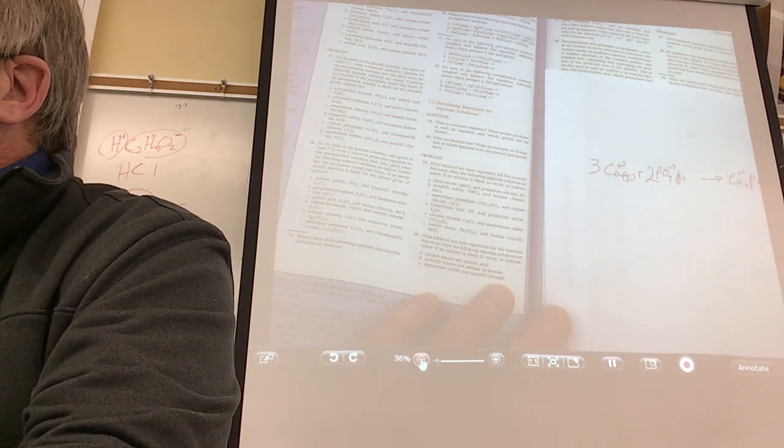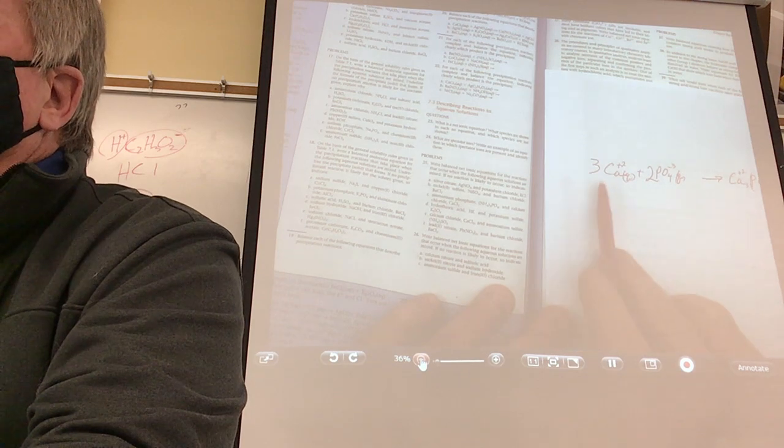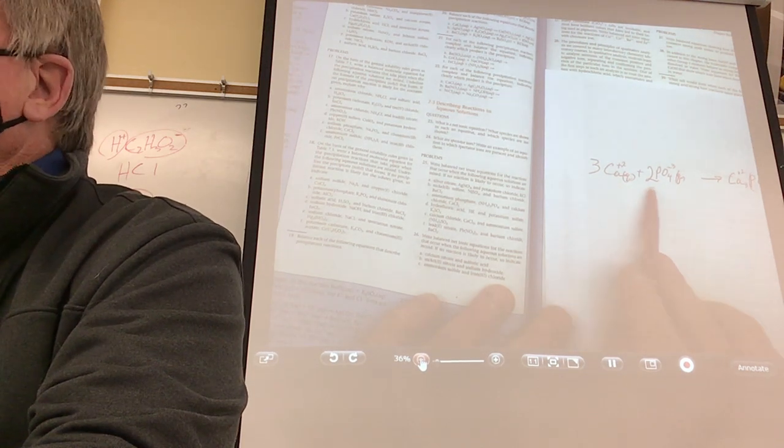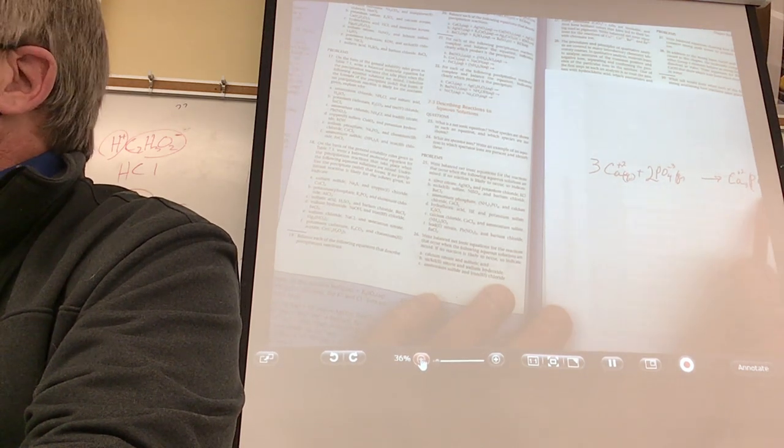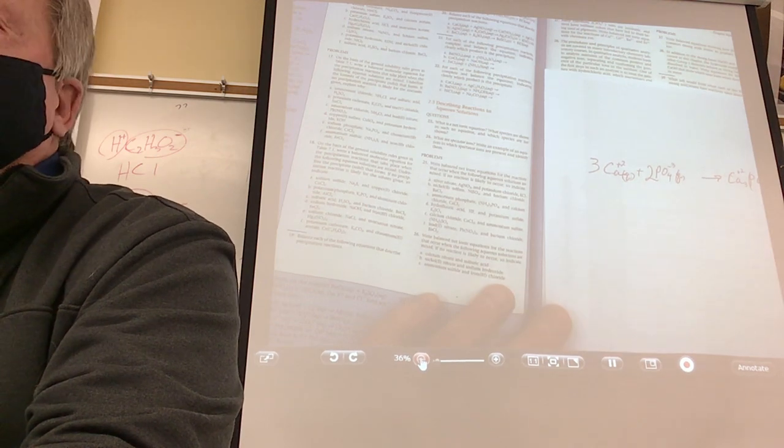Does that make sense now? So 3 calcium ions would bump into 2 phosphate ions and make this guy here, wouldn't it? All right, does that make sense?